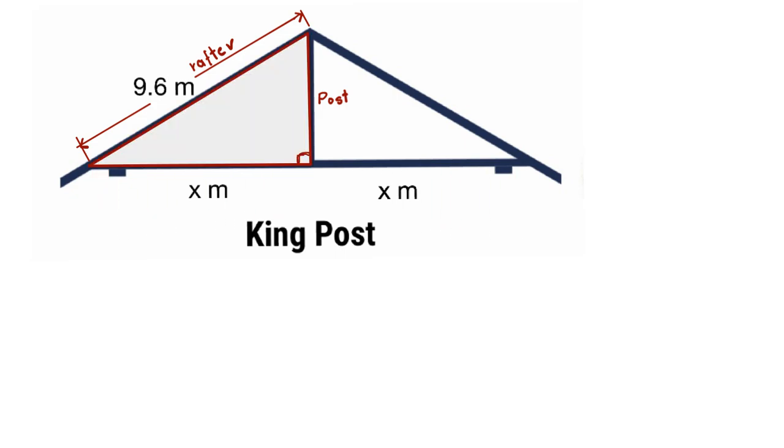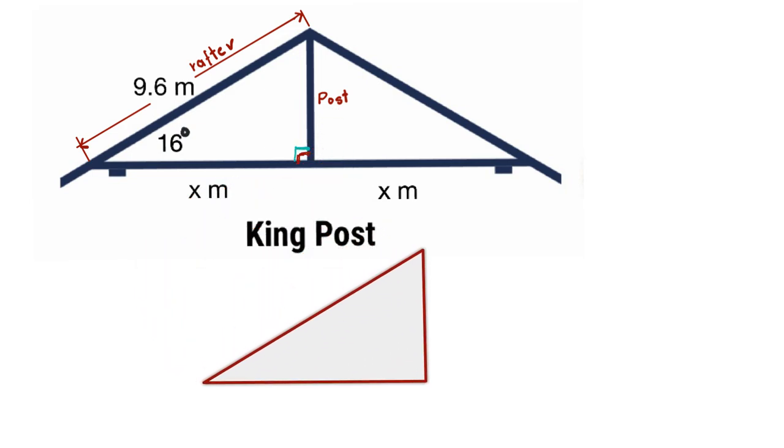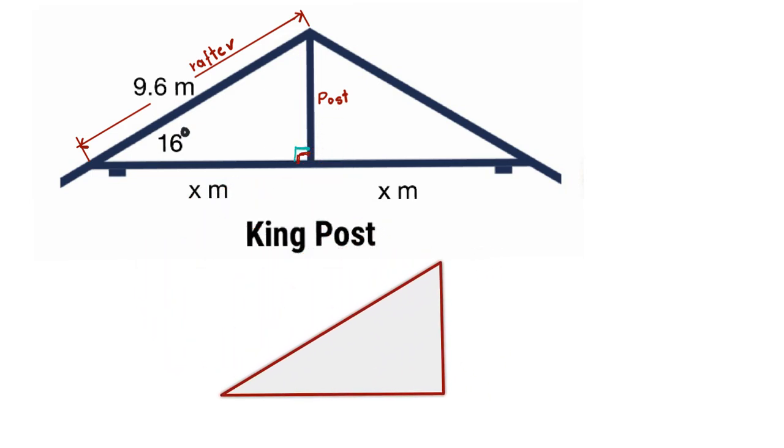And you'll notice that this triangle is actually a 90-degree triangle. So we'll be able to use some trigonometry: sine, tan, or cos. First of all, we need to find out what exactly we have. We have a 16-degree angle. We have a 9.6 rafter. We've got x meters of the beam, and we do not have anything for the post. We'll call the post h.